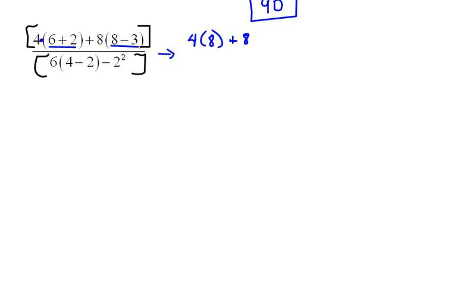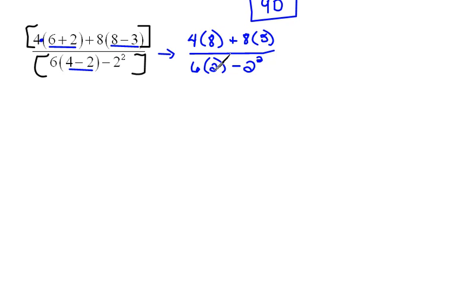Plus 8, and then times, we have to clean up our parenthesis here. 8 minus 3 would be 5. Now that's our entire numerator so far. We've just cleaned up both of those parentheses. Now in the denominator we have 6, and then we can do inside the parentheses 4 minus 2, which would be 2, and then we have minus 2 squared.